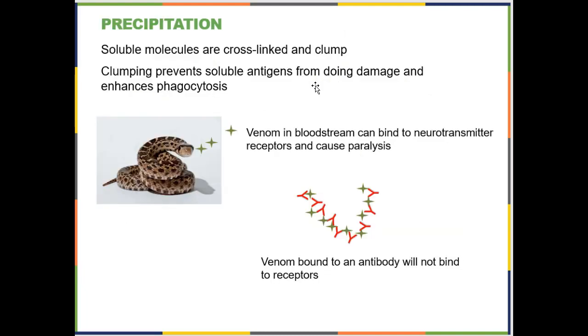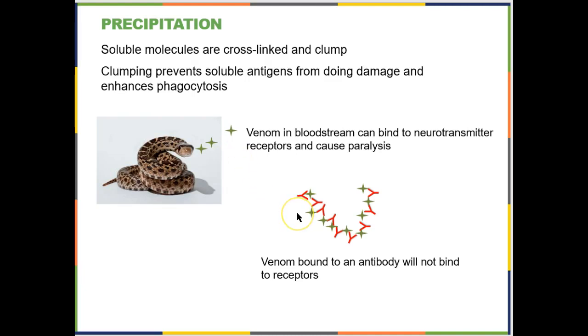Then you have precipitation, and this is simply the same thing we've seen before, but because the antigen is different, we call it something different. So if antibodies stick to soluble antigens, so you want to think small things like here we have snake venom, but it could also be Botox or botulinum toxin. So it's a small chemical that can float around in the bloodstream and wreak havoc.